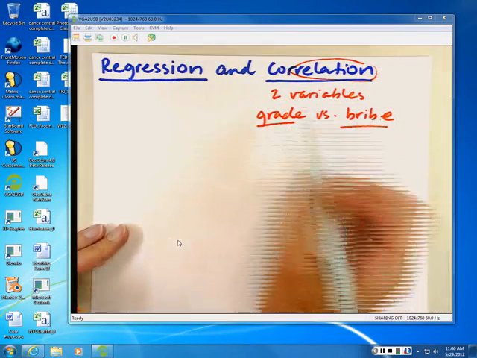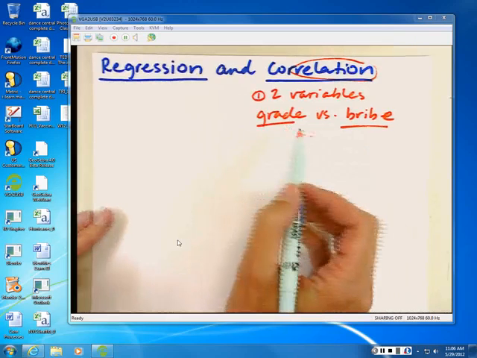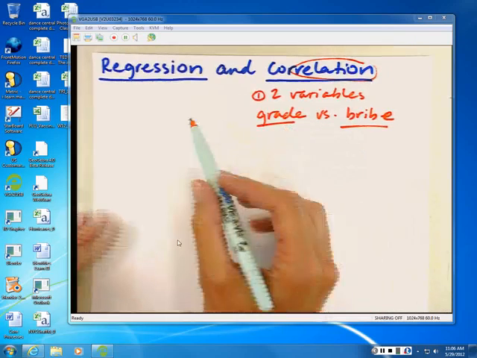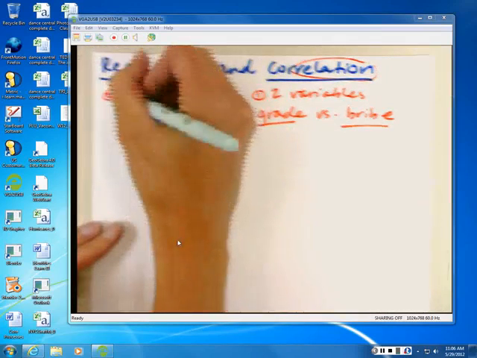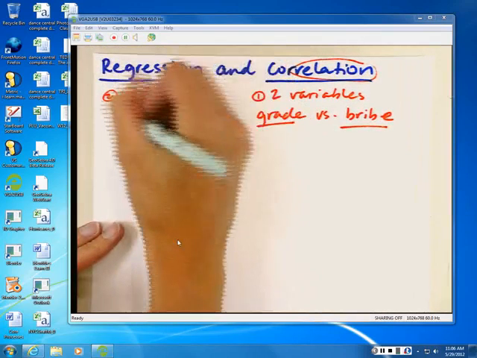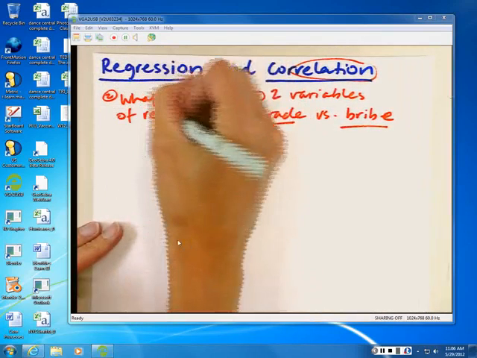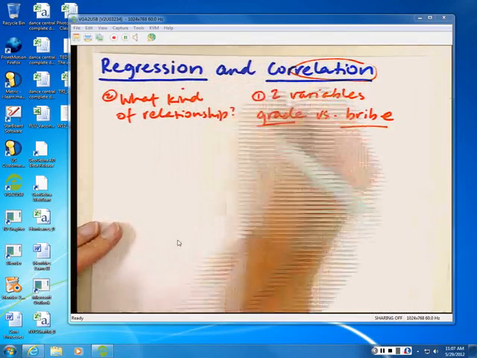That's the first piece. The second piece is if there is a relationship, what is it? And that's the regression piece. So the second piece is what kind of relationship? Can I fit it there? Yes, what kind of relationship is the regression?